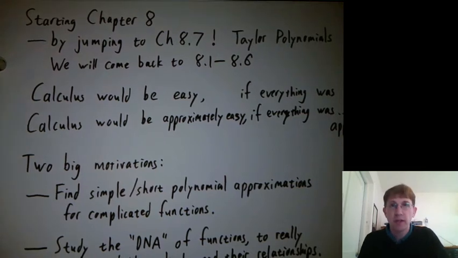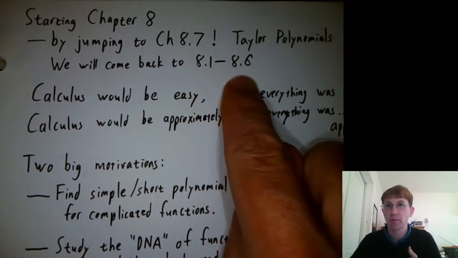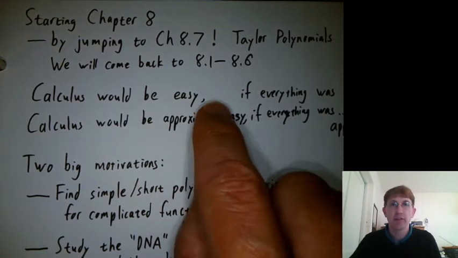We're going to start chapter 8 by jumping clear to 8.7, which is about Taylor polynomials, and then we'll come back to chapters 8.1 to 8.6 later. Let's start with this thought.